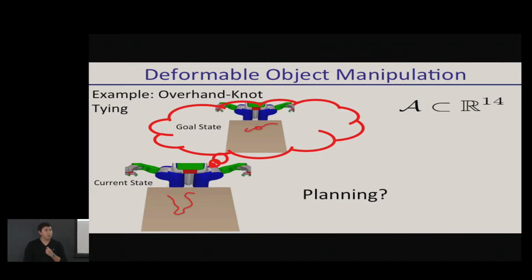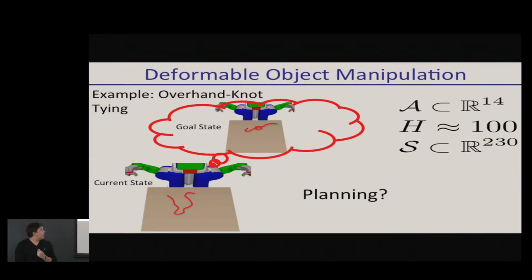The first challenge we're going to run into is that the action space is a subset of R^14 because we've got two arms that are 7 degrees of freedom. So that might be tough. The horizon's 100 or so, if you're considering individual arm motions of some size. And our state space is really where things blow up.